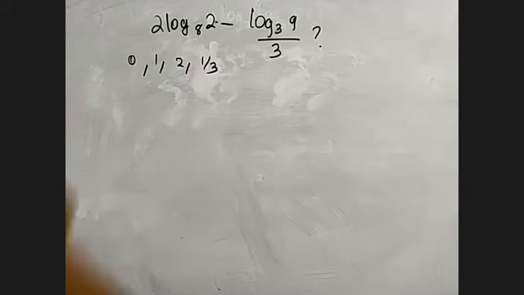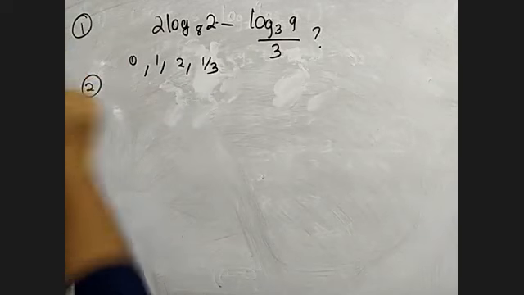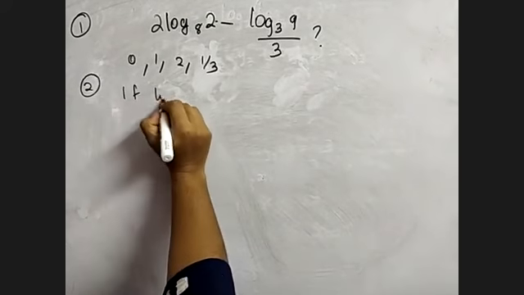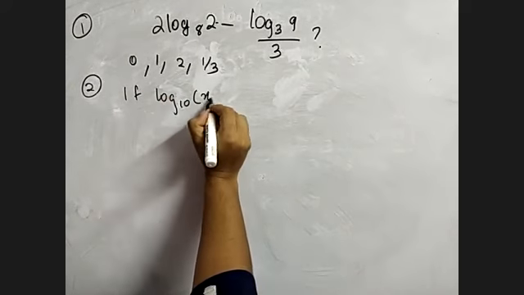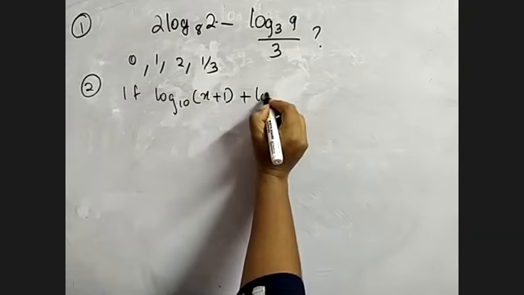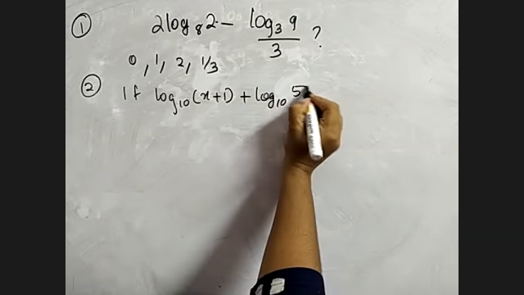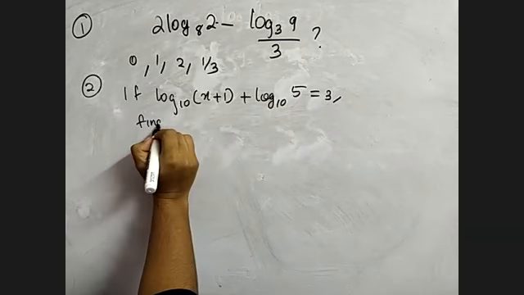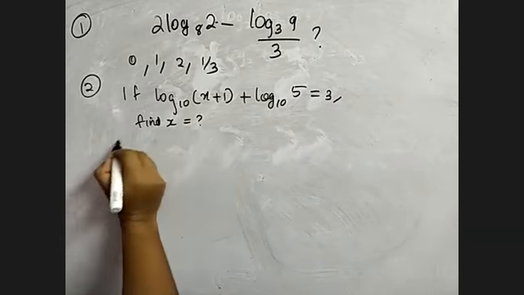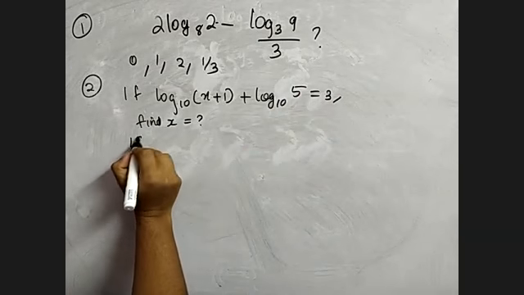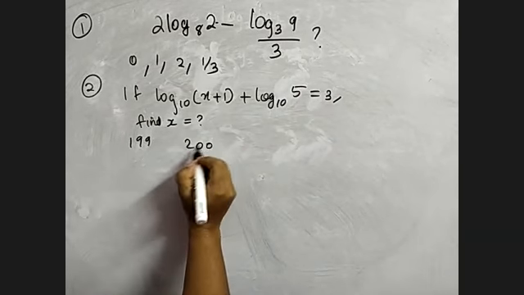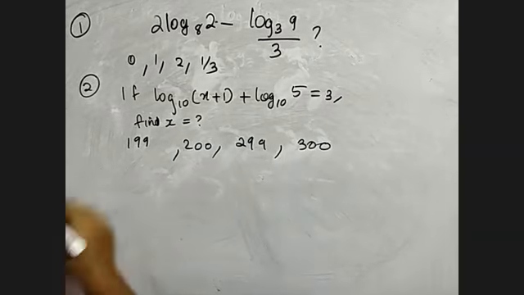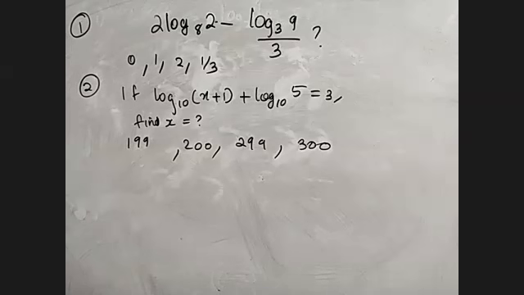Second question. If log to the base 10 of x plus 1 plus log to the base 10 of 5 is equal to 3, what is x? Find x. Options: 199, 200, 299, 300. Do these 2 questions.